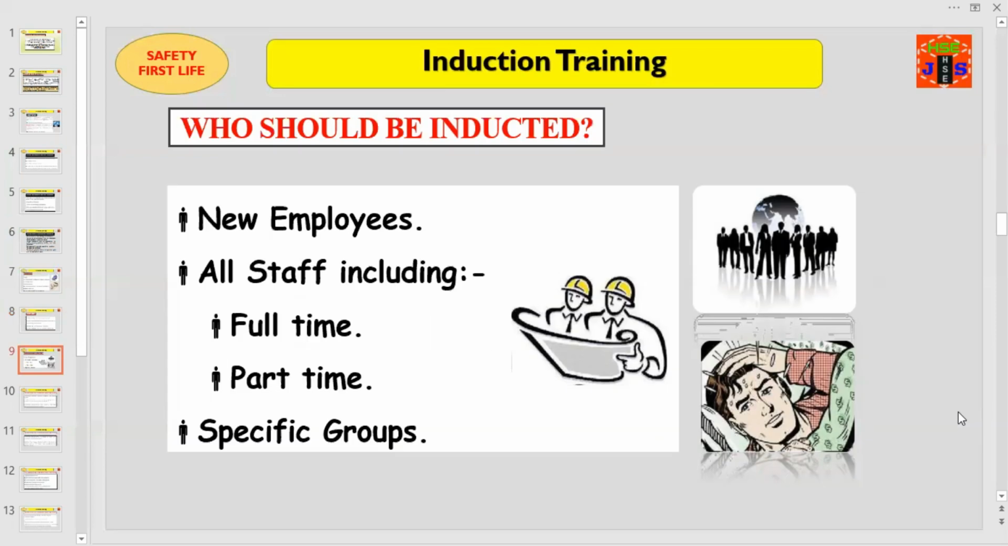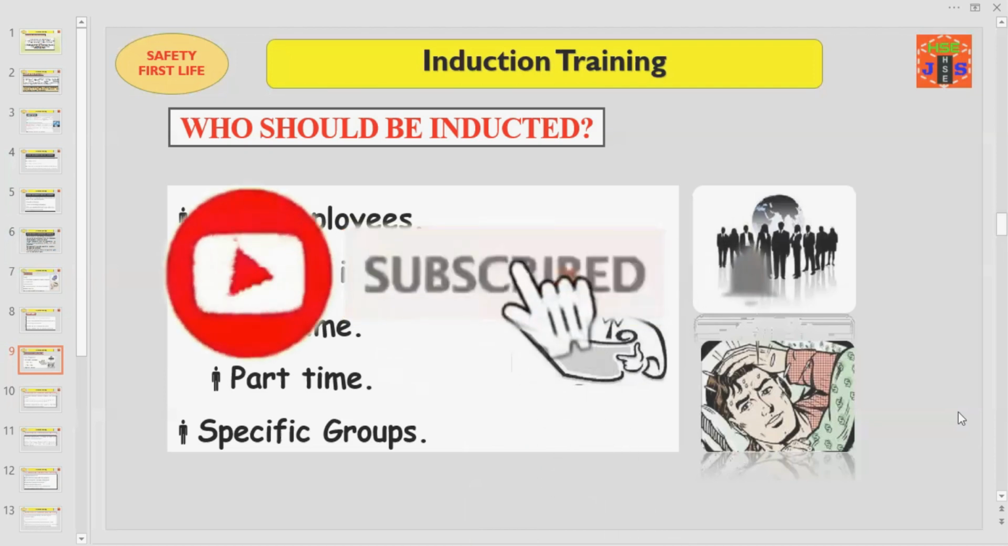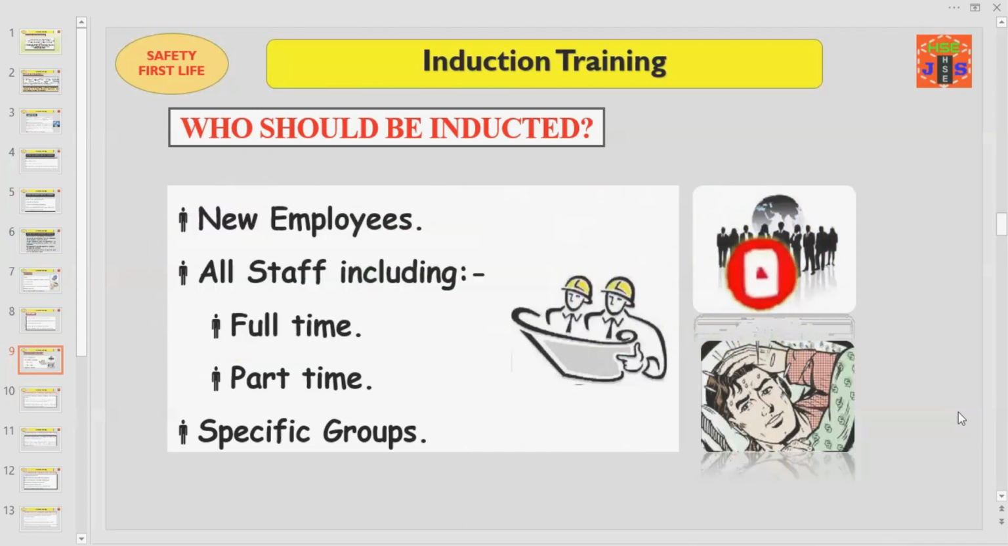Another important question: who should be inducted? New employees, all staff, including full time workers or even part time workers, and all other specific groups. It might be subcontractors, consultants, client representatives, trainees, or casual visitors. Induction training is mandatory for everyone, without the complex of their position, prestige, or distinction.